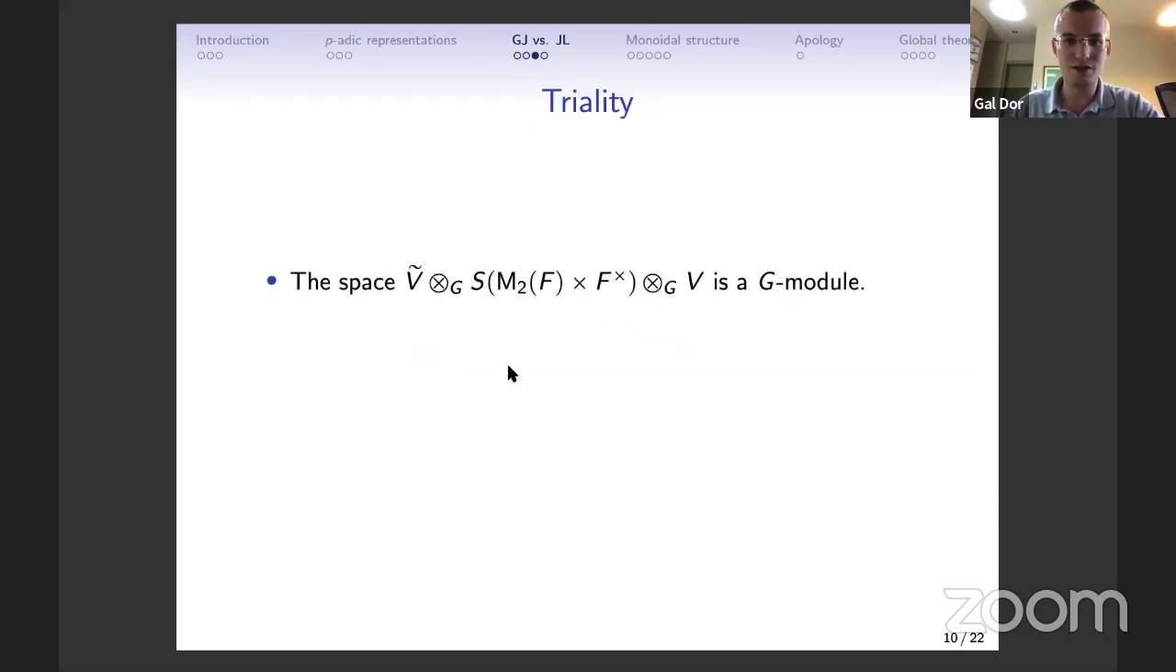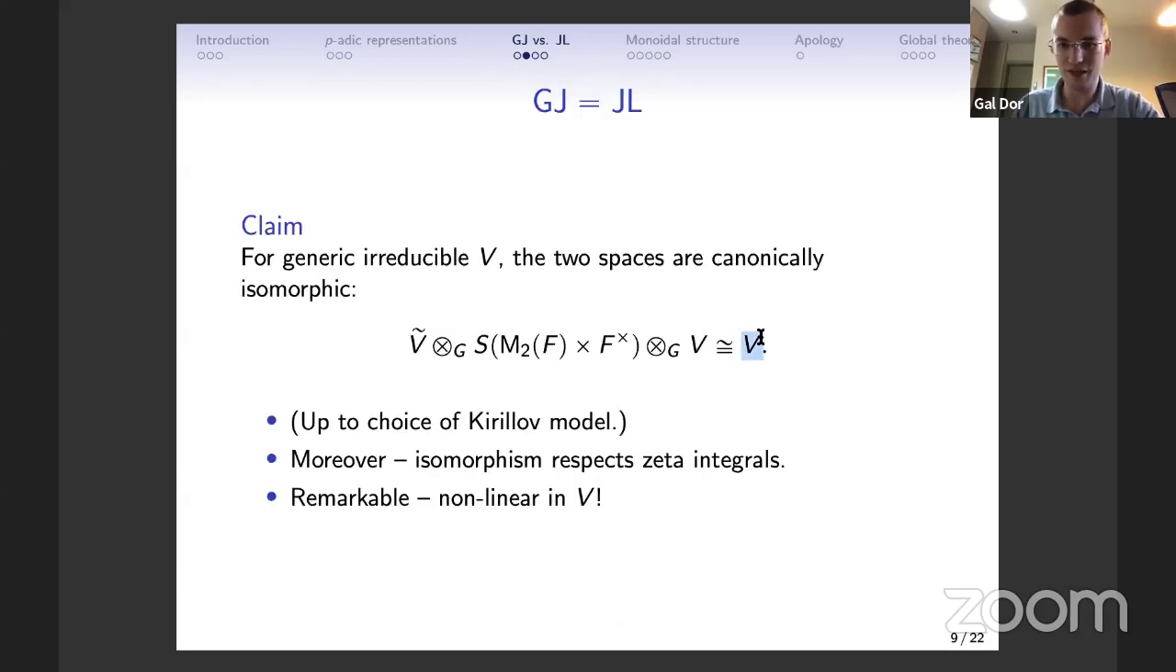And the other thing that's strange is that V is a G module. It's very clearly a G module. I started with a G module. But the left-hand side here, V tilde times this space times V, there's no a priori reason to suspect that it is a G module. Functions on M to F times F star already carry a G times G action. They carry a left and a right G action, but I already used those 2 actions up to tensor them with V and V tilde.